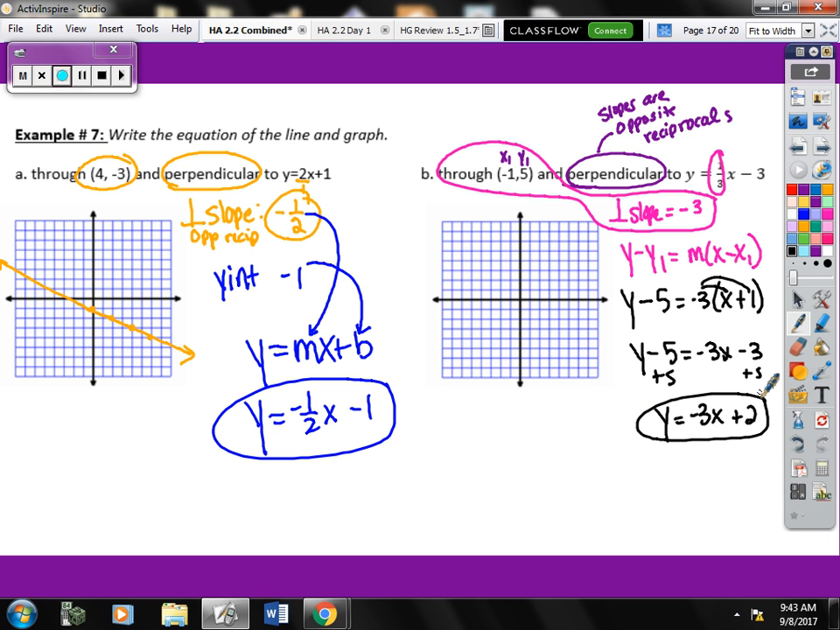We should get y equals negative 3x plus 2. So if you prefer to do it algebraically and then graph it, that's perfectly fine too. Remember, we also could have plotted the point at negative 1, 5, and then we could have counted down 3 over 1, down 3 over 1, down 3 over 1. We would have found our y-intercept was 2, and then we could have written our equation. Okay.